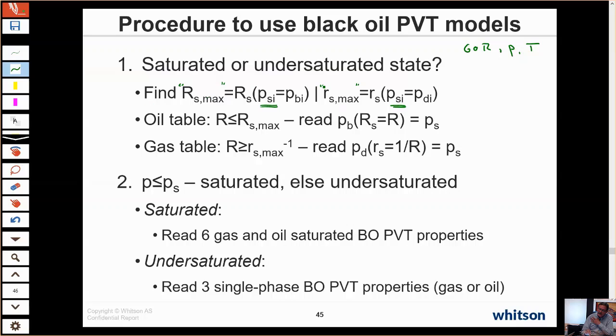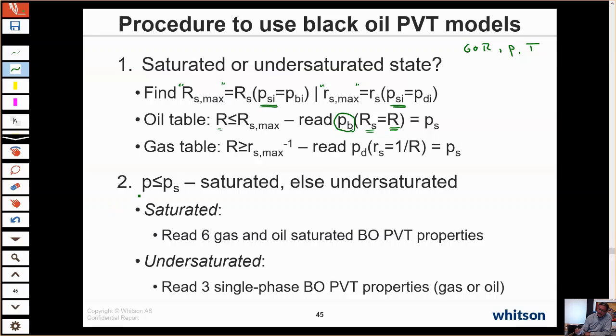Once you've got these 2 maximum numbers, you then take the gas oil ratio that you actually have, and you say, is it less than my maximum solution GOR? If it is, we've got an oil. Then you go in and read, for the gas oil ratio you have, you say, well, that's my solution gas oil ratio. What is the bubble point from the curve? And you assign that to saturation pressure. If you find that the gas oil ratio you have is larger than this inverse of the little RS max, then it's a gas. Okay? And then you read the dew point from that saturated curve.